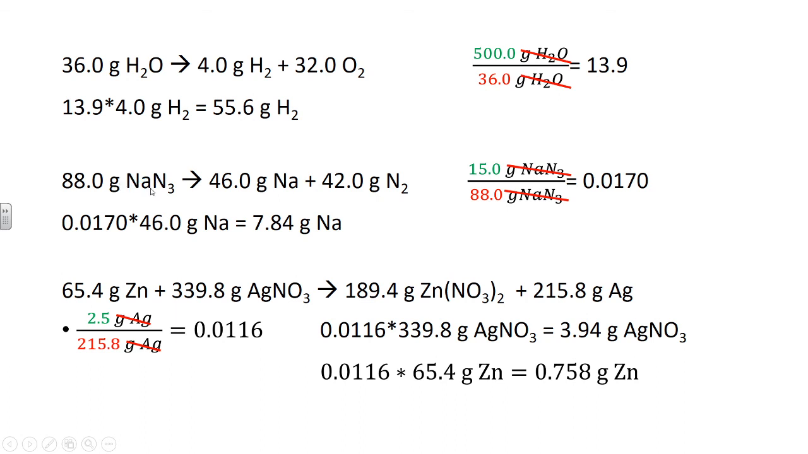Mass balanced equation for sodium azide decomposition. Situation over standard. There's our scale factor, and then we apply it to sodium, and you get 7.84 grams of sodium out. And then for our last problem, there is the situation over standard. There's the scale factor, and then we're going to apply it to the silver nitrate, and then we're going to apply it to the zinc, and then that is how our chemistry teacher will get that silver that he is going to sell on the black market.